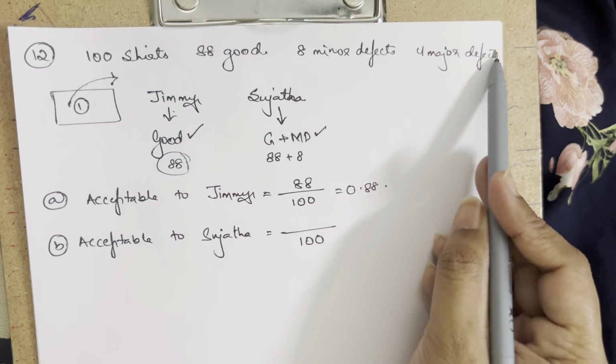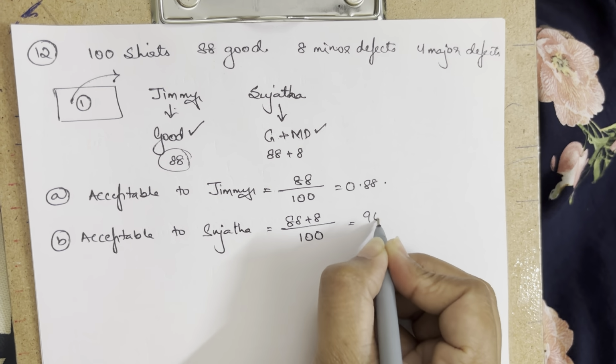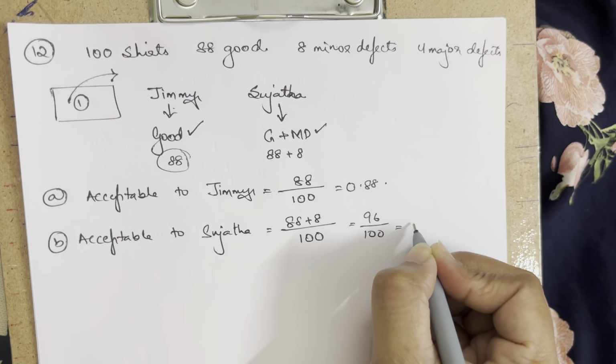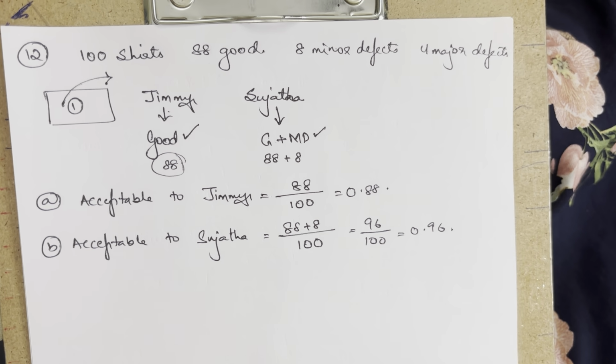She's not going to take the major defect. So 88 plus 8, which is equal to 96 upon 100, which turns out to be 0.96. It will be the probability that we will get for her.